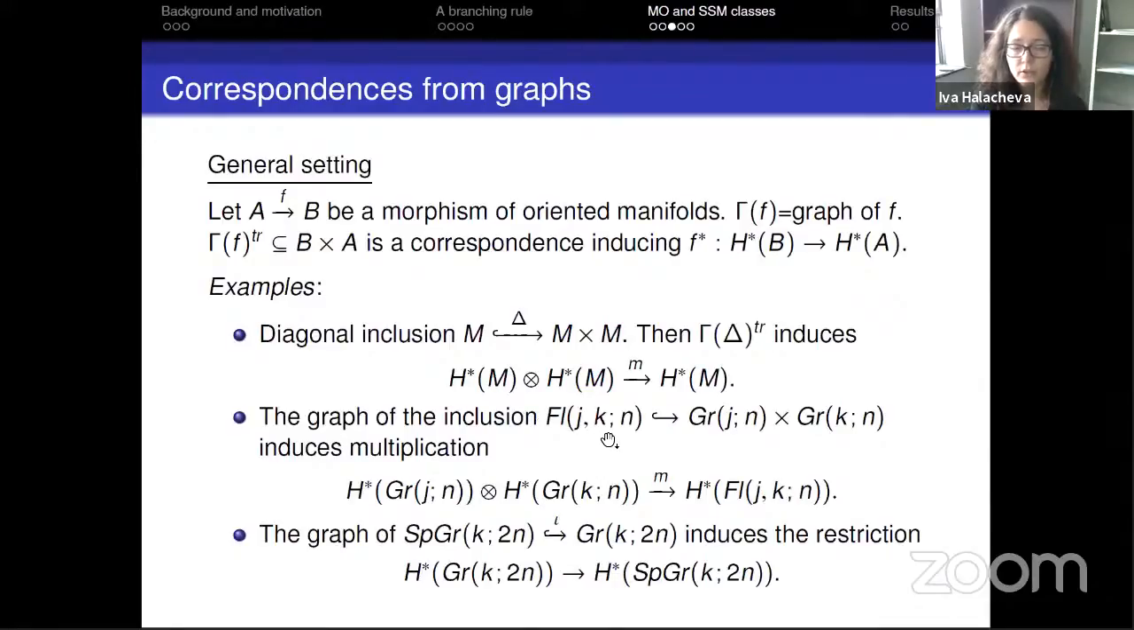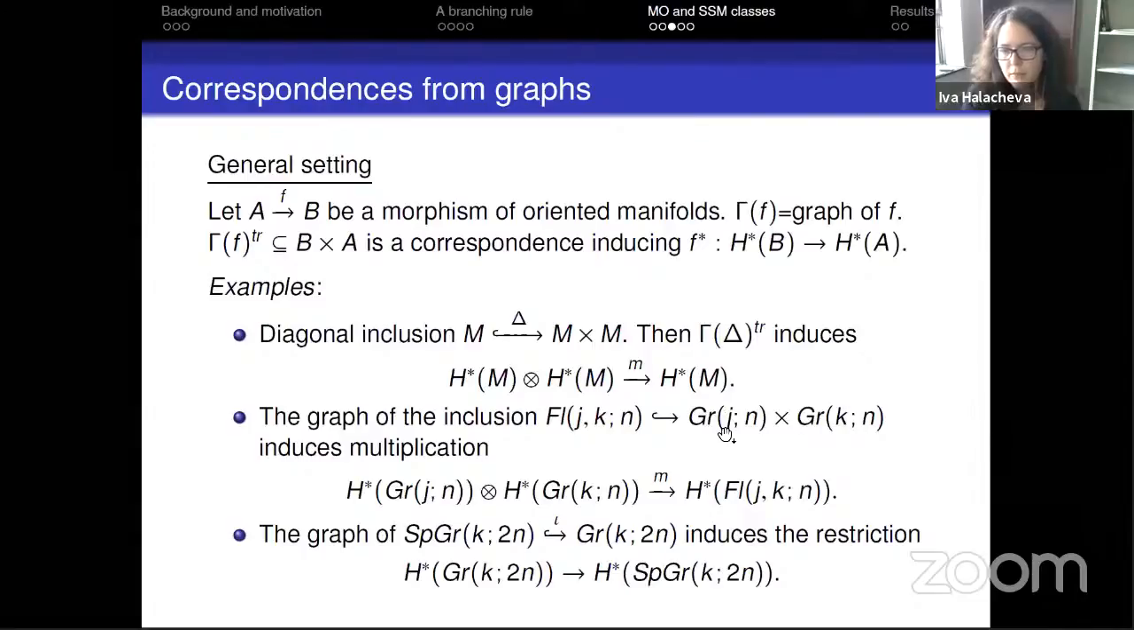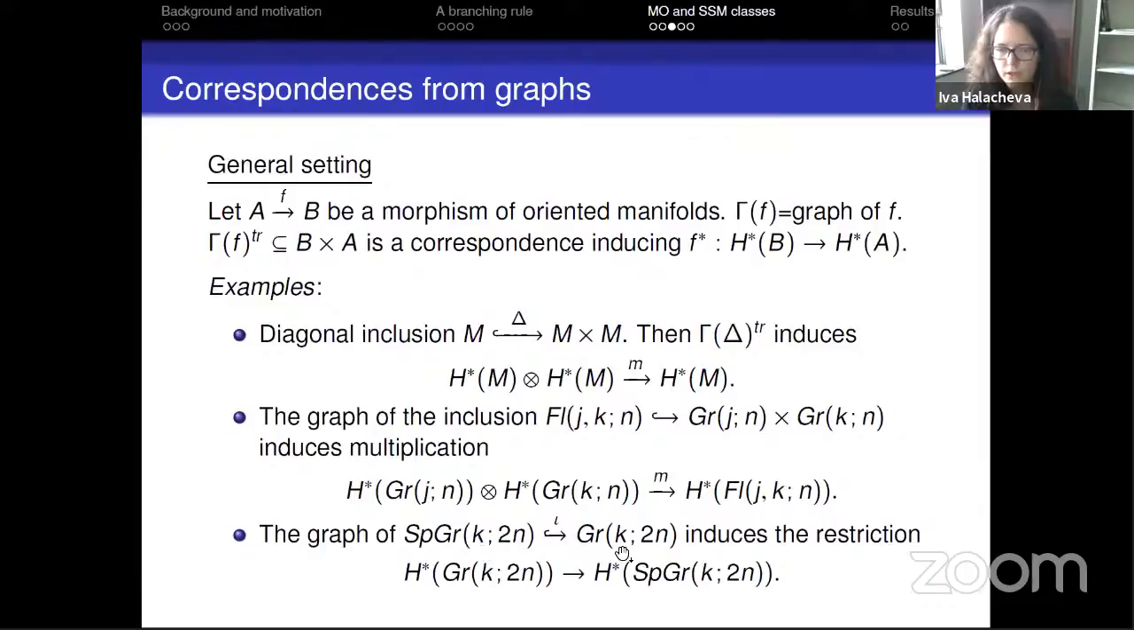Or if you consider the graph of the following inclusion, where by flag of J, K, N I mean another instance of a partial flag variety, which can be realized as J planes inside K planes inside N-space. This includes into the product of the Grassmannians by forgetting the K plane or the J plane. So this inclusion induces another multiplication on the level of these Grassmannians and flag varieties. And finally, for our example of interest, the inclusion map of the symplectic Grassmannian into the Grassmannian, its graph induces the restriction map in cohomology. Alternatively, we can work in equivariant cohomology here.